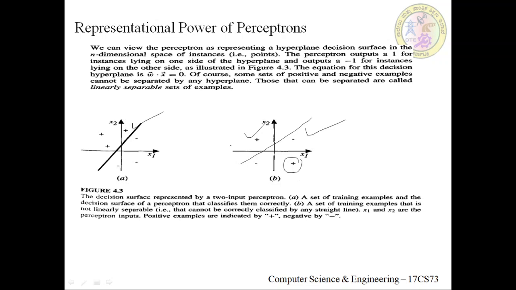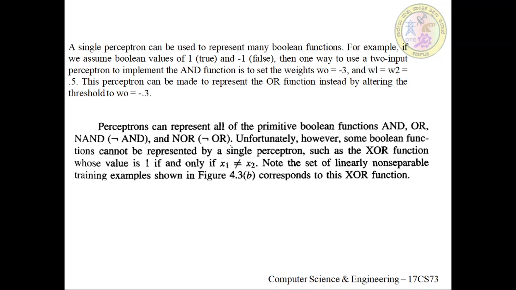A single perceptron can be used to represent many Boolean functions. For example, assume Boolean values of 1 and -1, where 1 is true and -1 is false. Then one way to use a 2-input perceptron is to implement the AND function, by setting the weights, for example, W0 as -0.8 and W1 equal to W2 as 0.5. This perceptron can be made to represent the OR function instead by altering just the threshold to W0 equals -0.3.